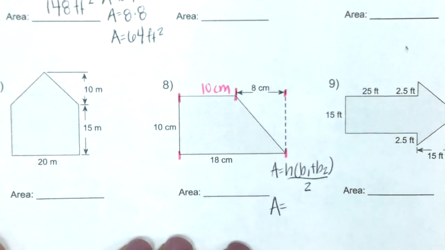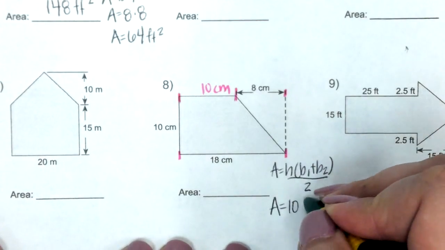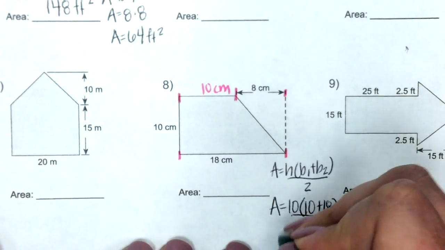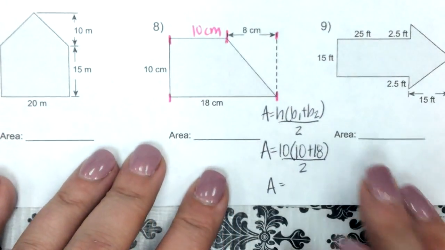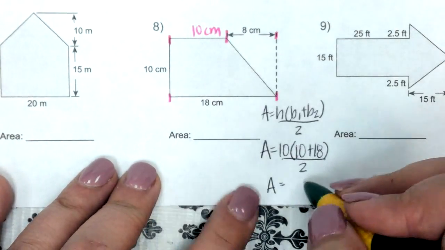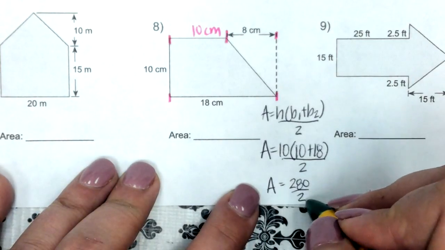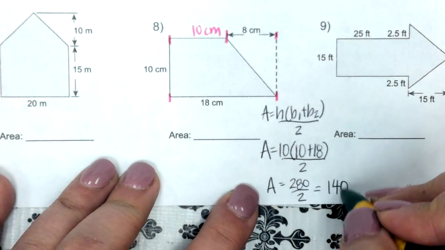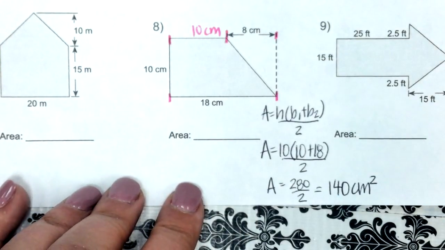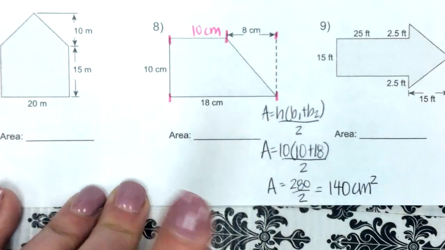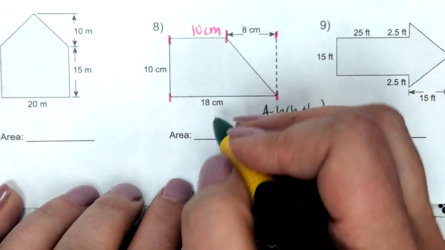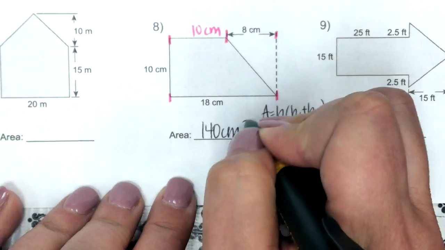What is my height here? 10 centimeters. And my two bases are 10 and 18. Let me move this up. We get 10 plus 18, and we get what? 28. What is 10 times 28? 280. 280 divided by 2 gives me 140. 140 centimeters squared. Do I need to do anything else? No, because I've ignored this triangle over here. I just focused on the trapezoid itself, so my answer is 140 centimeters squared.